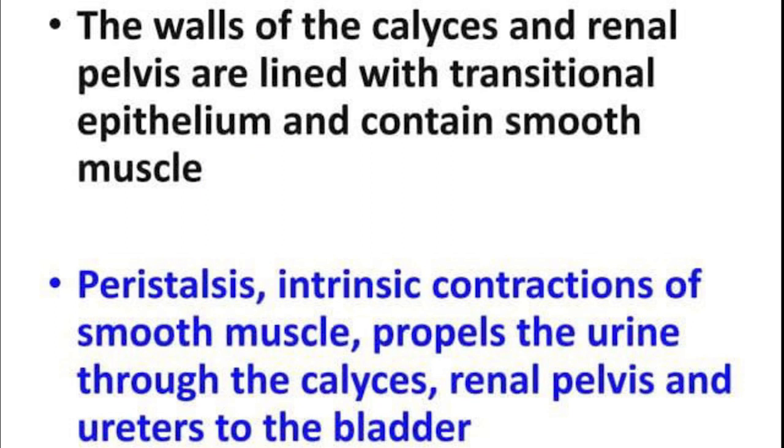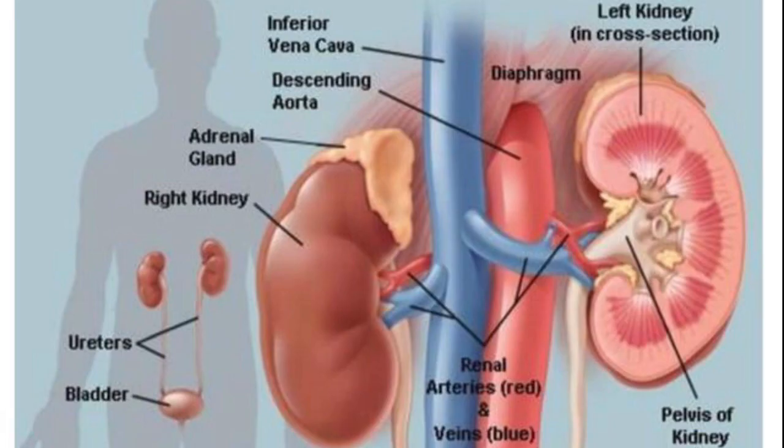The wall of the calyx that is connected with the renal pelvis has epithelium and then smooth muscles. One part mainly does the peristalsis movement, which is helpful so that the urinary bladder is emptied with the help of peristalsis. This is another structure, the renal arteries, which are red in color, and the veins, which are blue in color. This is the cross structure of the kidney, containing different parts.